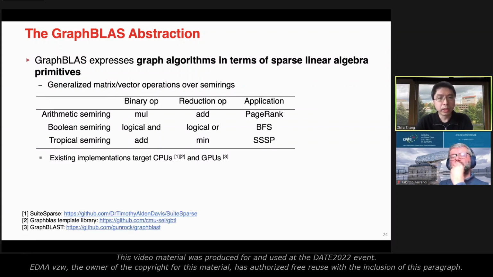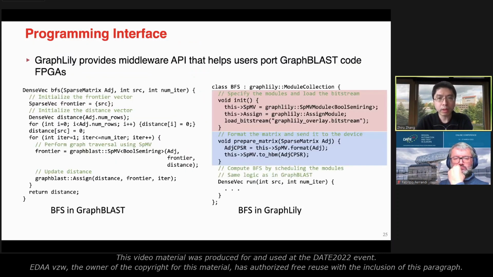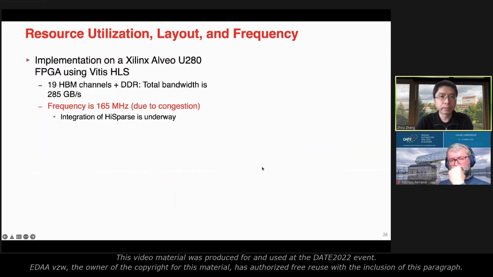There are some implementations targeting CPU and GPU for GraphBLAS, and GraphLily is really the first work on FPGA. Also in terms of the programming interface, like I said, it's relatively easy to port GraphBLAS or GraphBLAST, which is really for GPUs. We just need to insert a few lines of code to specify the semiring and the matrix, and then we just run it. As simple as that.